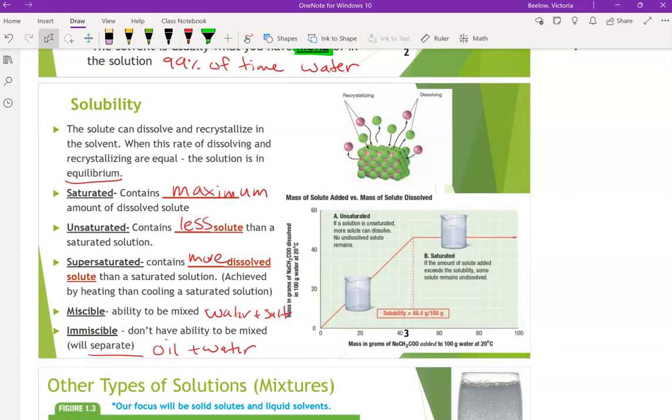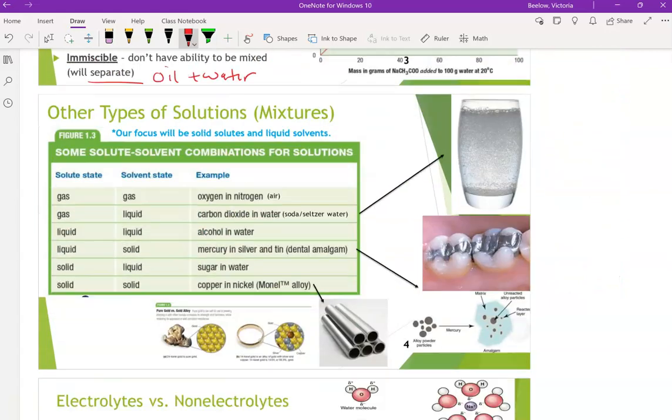All right, so a lot of times we're going to be talking about solutions where we have a liquid like water and then some type of solute dissolved in that, like salt or whatever. So a solid and a liquid. There's a lot of other types though. So our focus is going to be solid solutes with liquid solvents, but that's not to say you can't have other combinations of solutions or homogeneous mixtures.